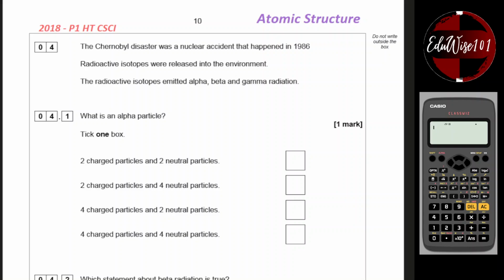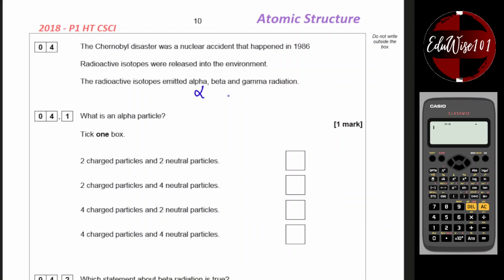In this video, I'm going through the AQA 2018 Paper 1 Higher Tier for the Combined Science Physics. Question number 4 is on the atomic structure. The Chernobyl disaster was a nuclear accident that happened in 1986. Radioactive isotopes were released into the environment. The radioactive isotopes emitted alpha, beta, and gamma radiation. Those are the three types of nuclear radiation. So remember the symbols for alpha, beta, and gamma.